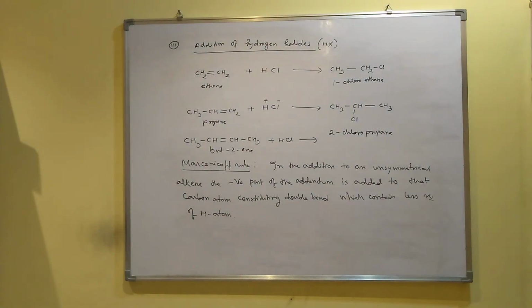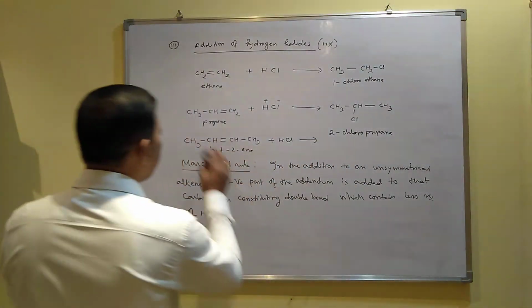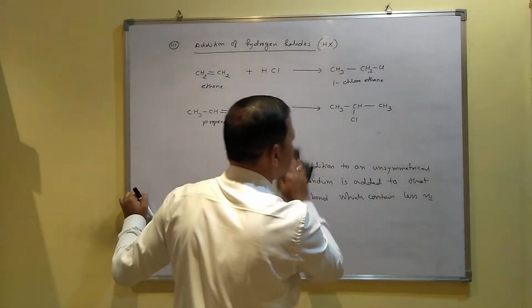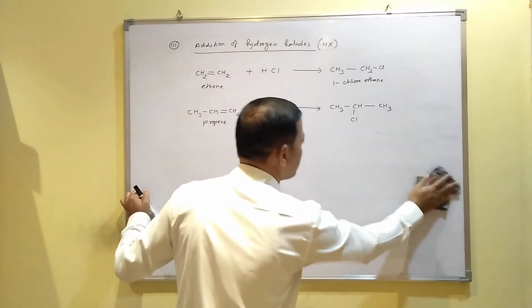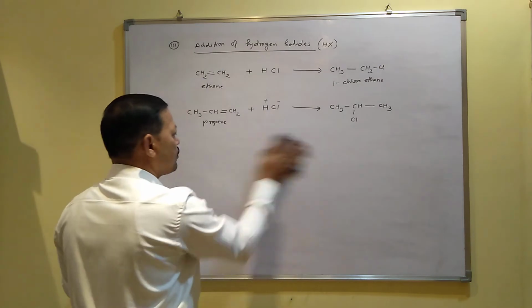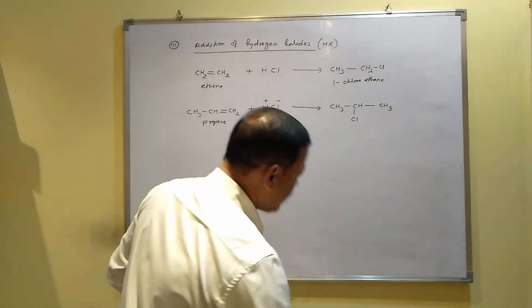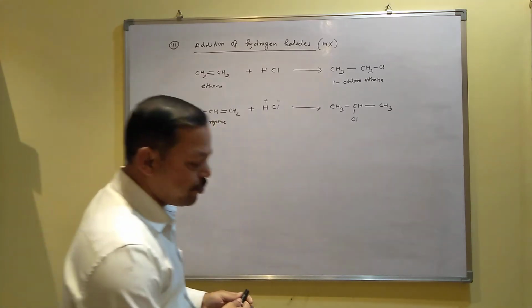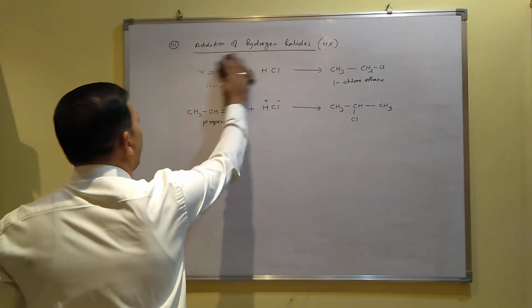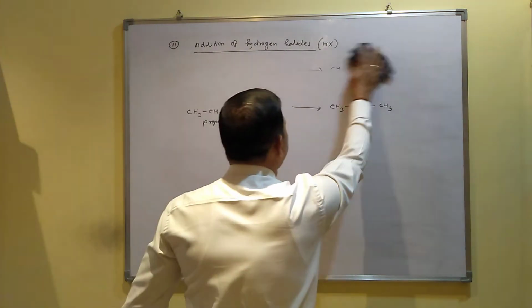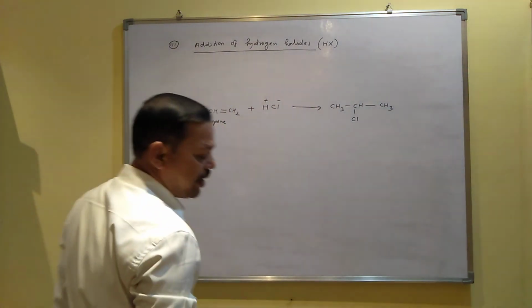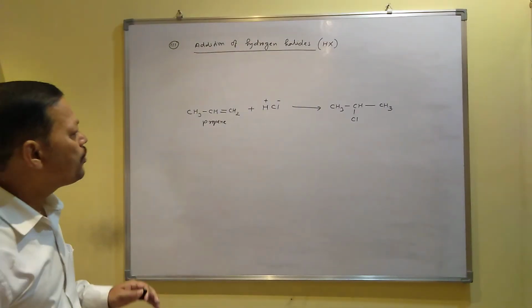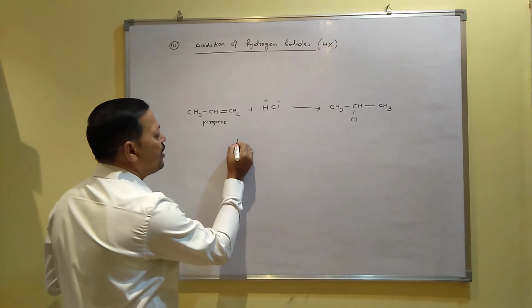If you want to know about this, suppose this is your reaction. When propene reacts with HCl, it produces 2 chloropropane. Why is the chlorine added to that double bonded carbon atom which contains less number of hydrogen? Why is the Markovnikov rule applied here?